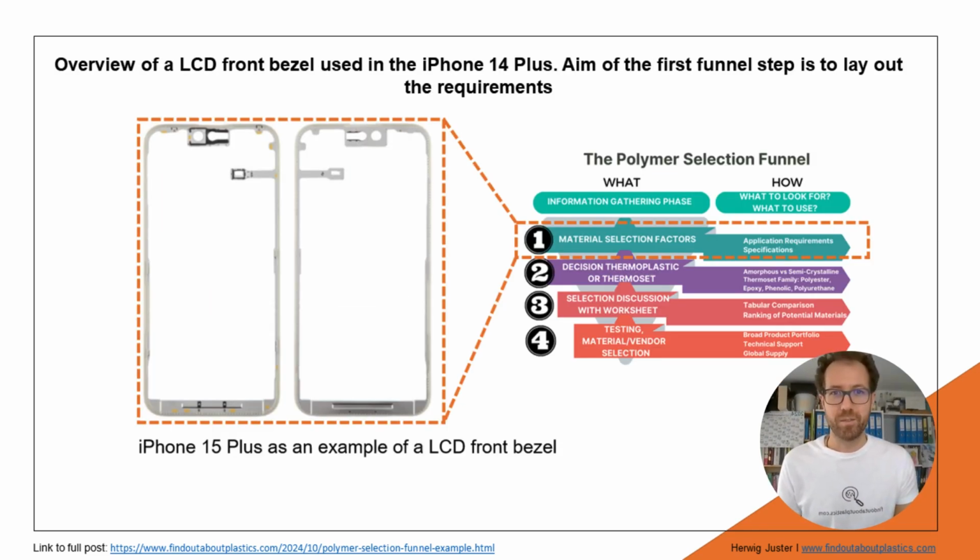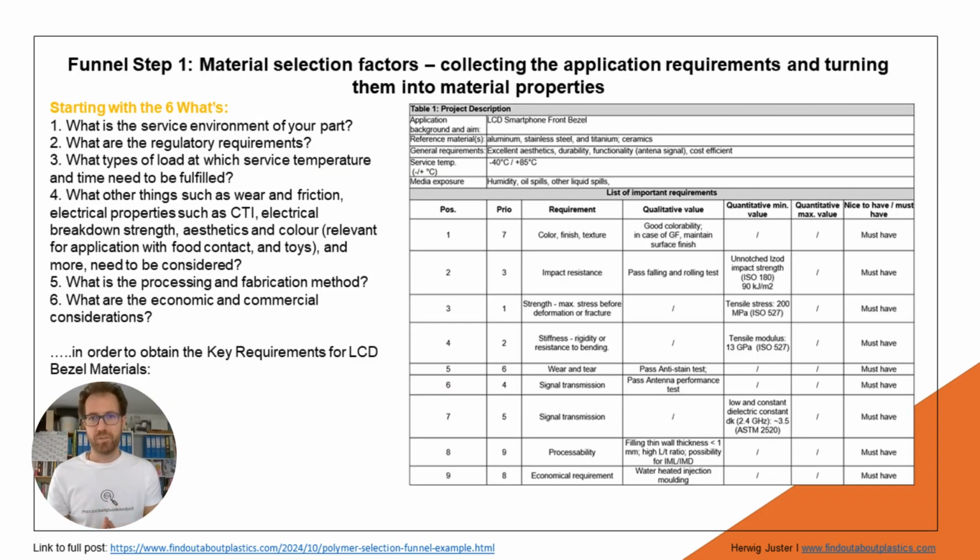Okay, now let us start with the first funnel step, the material selection factors. Here again, our example of the front bezel, the LCD front bezel. And now the first step is the collecting of the requirements of this type of application. Okay, and in this first phase, it's important to understand the requirements of the application as well as possible. And for that, I created what I call the 6 WHATs, which can support and guide you in finding the answers for your requirements of the application.